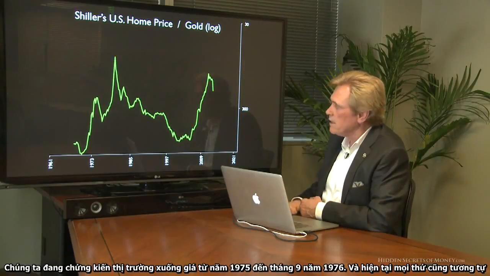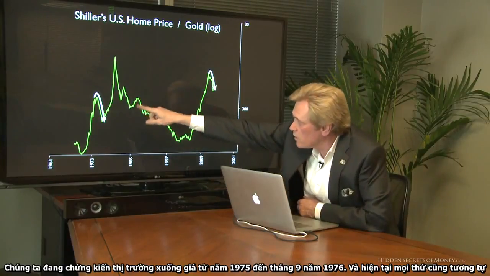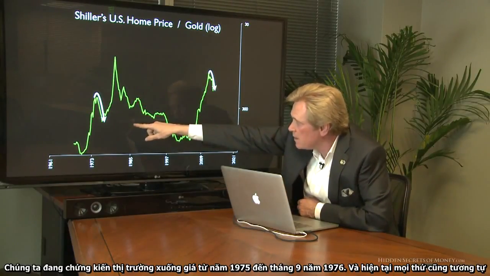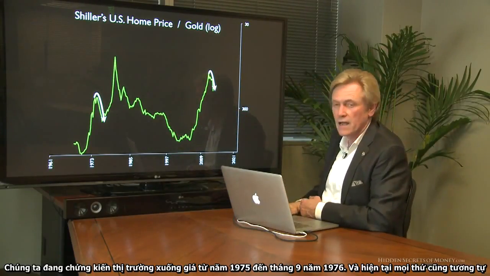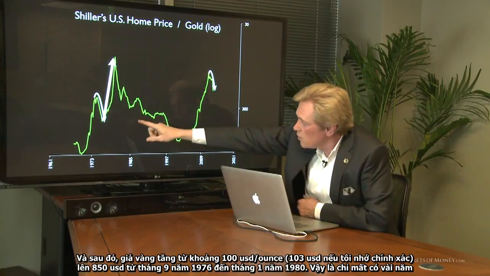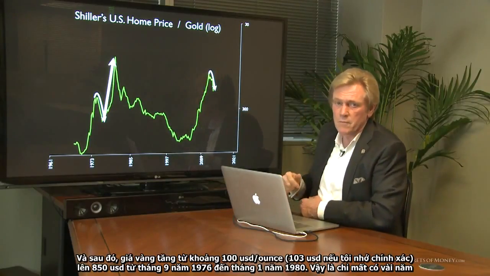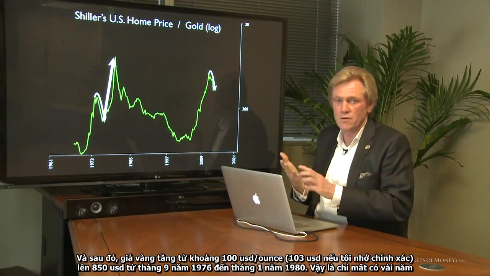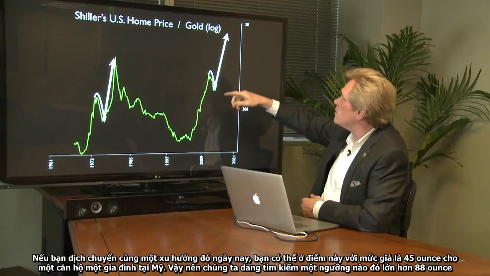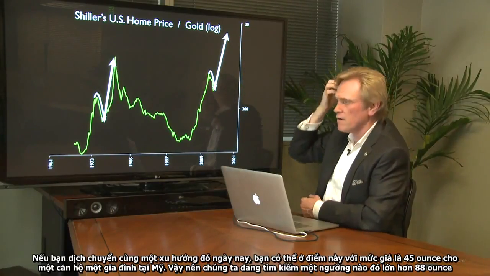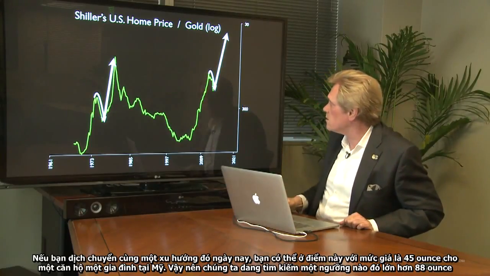Well, what we're going through here is just our version of that 1975 to September of '76 pullback that we went through there. We're doing the same thing now. But then gold went from $100 an ounce, 103 I believe it was, all the way up to $850. And that's from September of '76 to January of 1980, so just a few years. If you took that same move today, you'd be up here at maybe 45 ounces of gold or 40 ounces of gold for a single-family home in the United States.